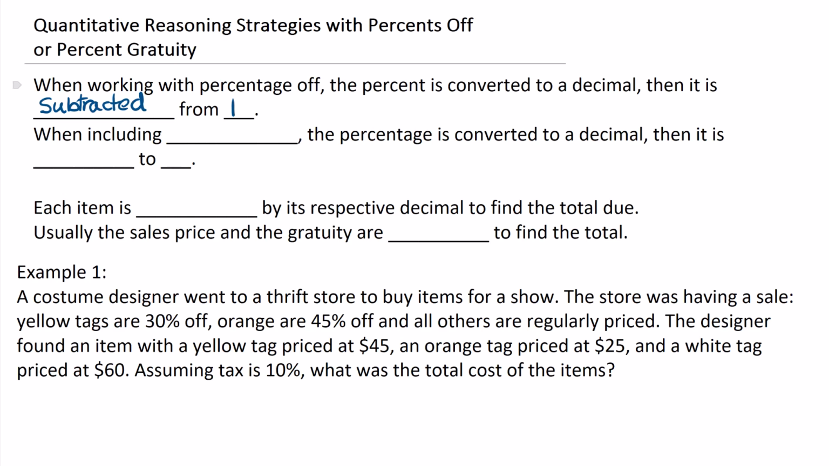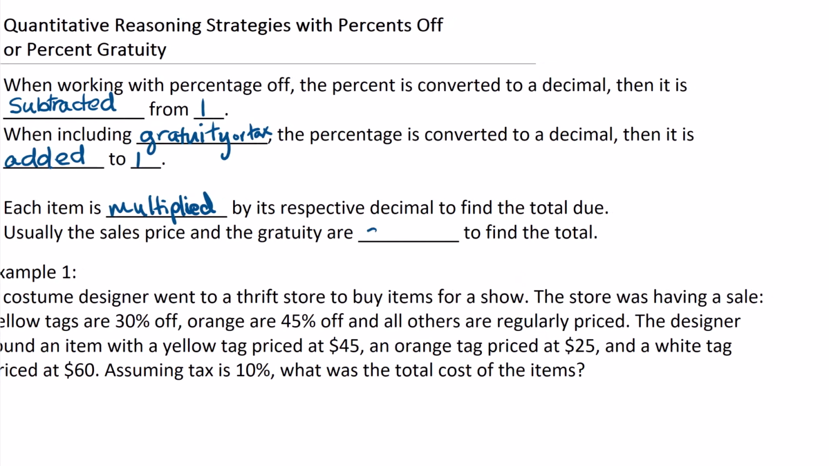When including gratuity or tax, the percentage is converted to a decimal and then it is added to 1. Each item is multiplied by its respective decimal to find the total due. And it's really important to note that usually the sale price and the gratuity are combined to find the total.